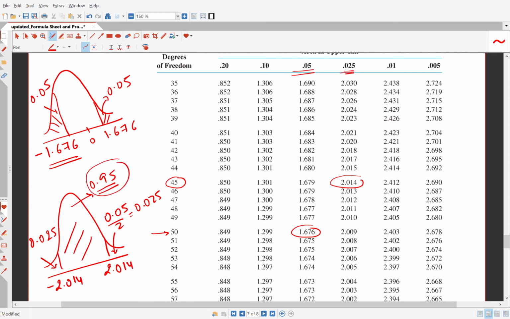Okay, so with these two questions, question 11 and question 12, basically we understand how to look up the t-table. I hope this is useful for you.